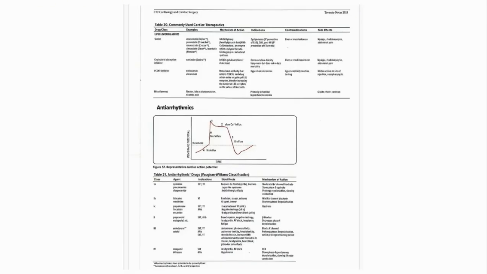Class 1A examples include quinidine, procainamide, and disopyramide. Indications include supraventricular tachycardia and ventricular tachycardia. Mechanism: moderate sodium channel blockade. It slows the phase 0 upstroke, prolongs repolarization, and slows conduction.